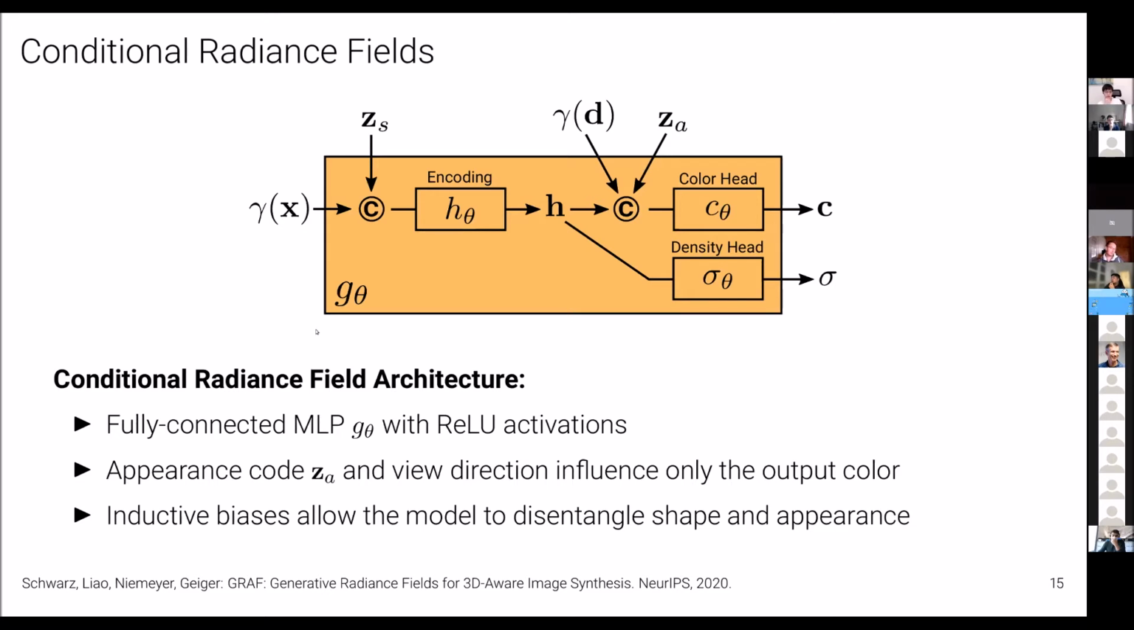So we have multiple inductive biases in the model. One inductive bias is this here. The other inductive bias is, of course, that we force the entire image generation process to go through 3D space. These are the main two biases that we are using here. So let's look at some results.